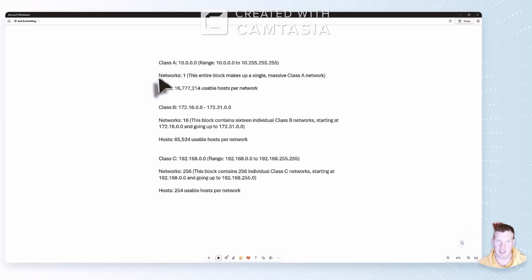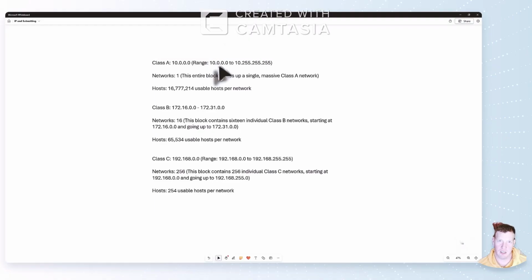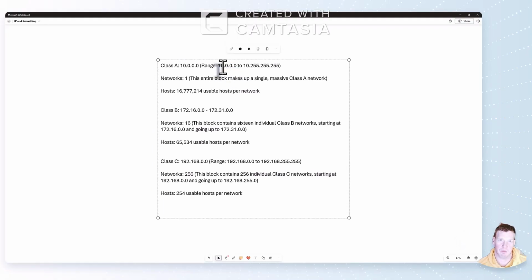So we talked about the different classes above, and let's break down what they actually mean and what I talk about when I say networks and hosts. So for Class A, we have a range from 10.0.0.0 to 10.255.255.255. What does that mean? That means we have one network. It's kind of this single block here, this 10. It's going to be this 10, and then we have all these numbers that change. So we have one network, and inside this one network, we can do up to 16,777,214 usable hosts per network, but there's only one network.